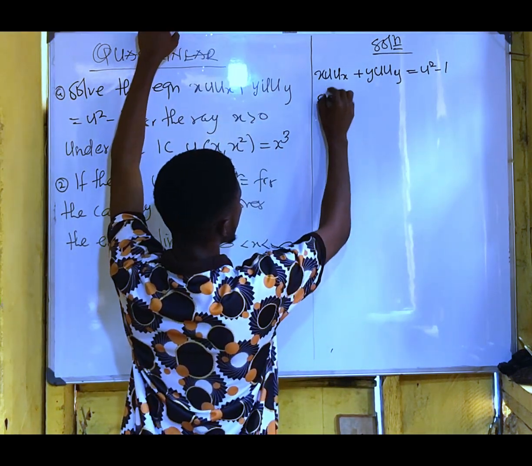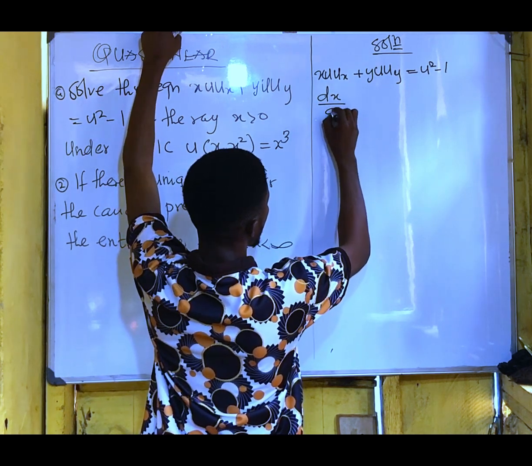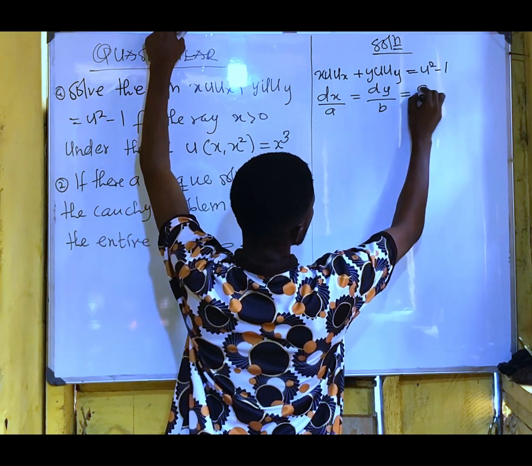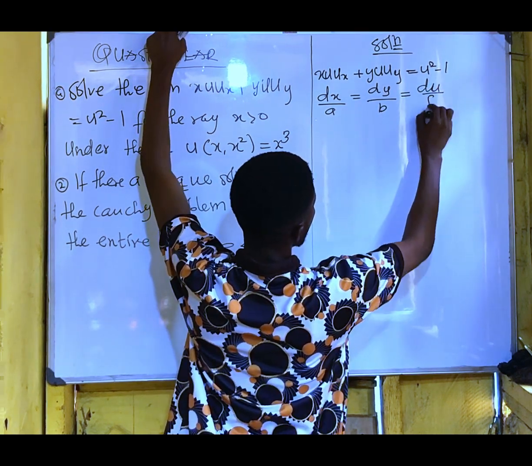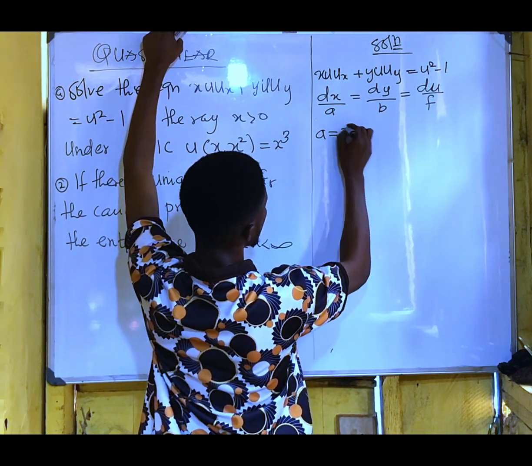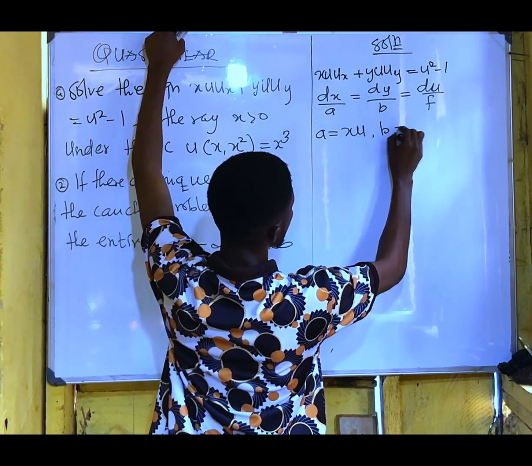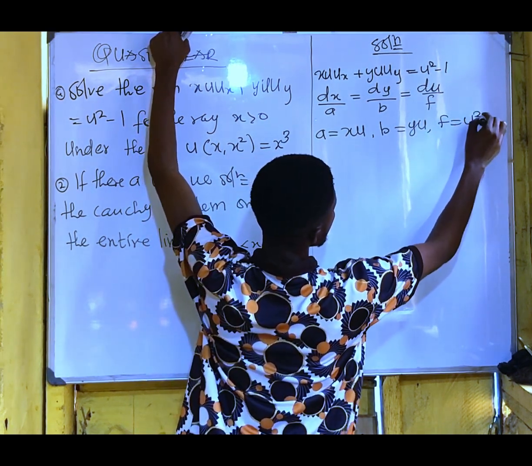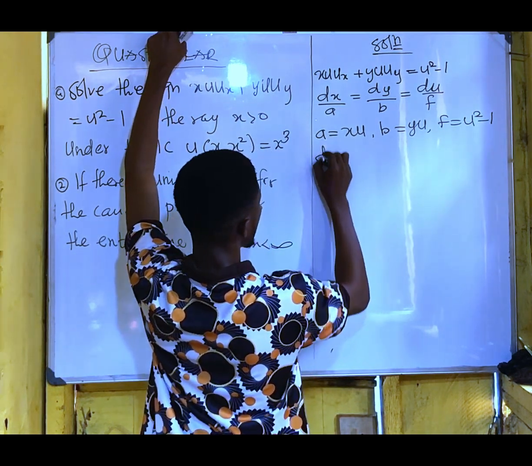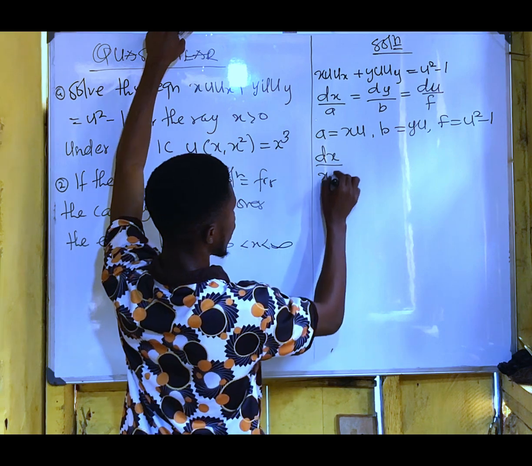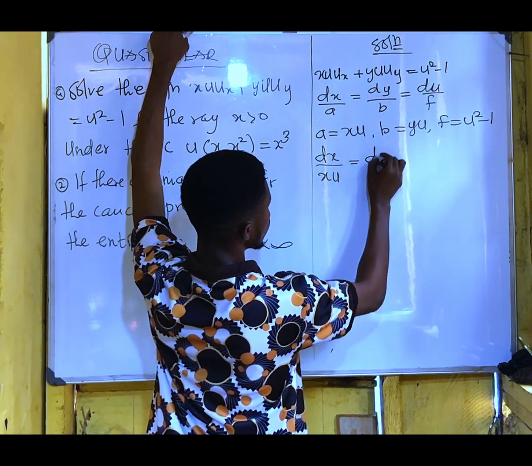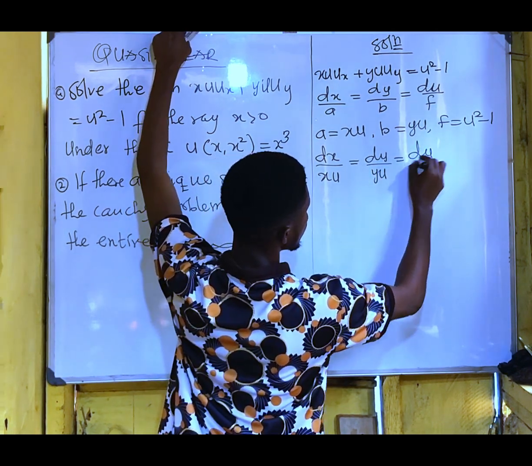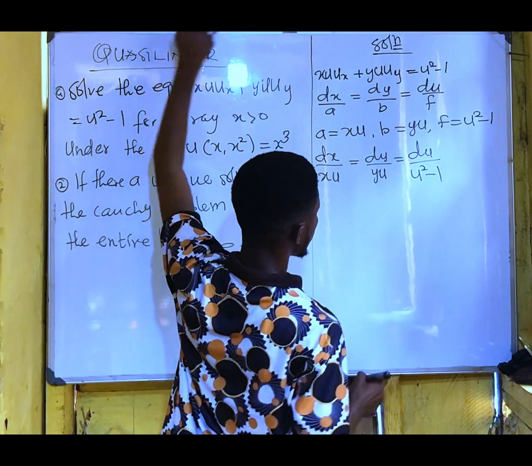So we are using the method dx over a equals dy over b equals du over f. Our a here will be xu, our b here will be yu, and our f here will be u square minus 1. So dx over xu is equal to dy over yu is equal to du over u square minus 1.